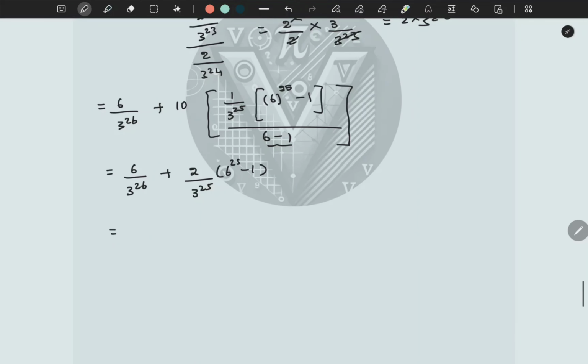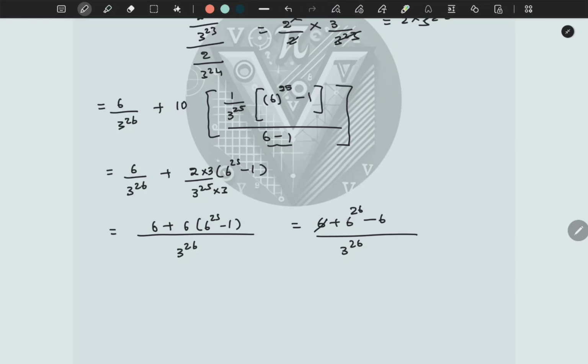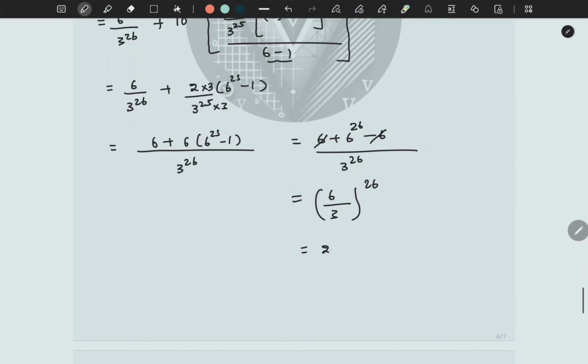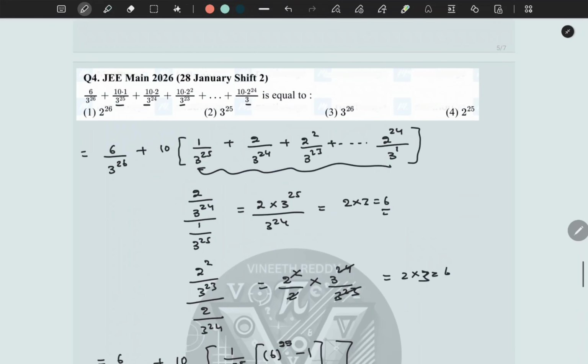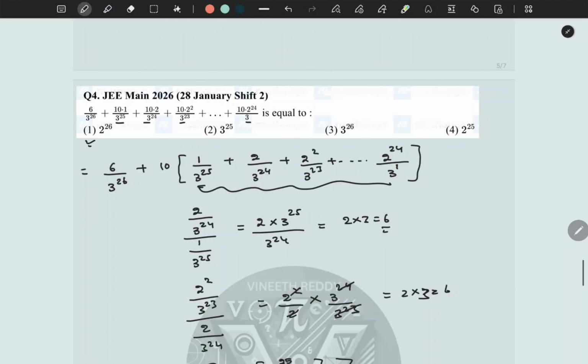So if I take the LCM, I get 3 raised to the power 26 here, and multiply and divide with 3 here. Correct? So we get 6 into 6 raised to the power 25 minus 1. So ultimately we get 6 plus 6 raised to the power 26 minus 6 divided by 3 raised to the power 26. So I think we have 6 by 3 whole power 26, which is nothing but 2 raised to the power 26. This is a very simple question. So 2 raised to the power 26 should indeed be the answer.